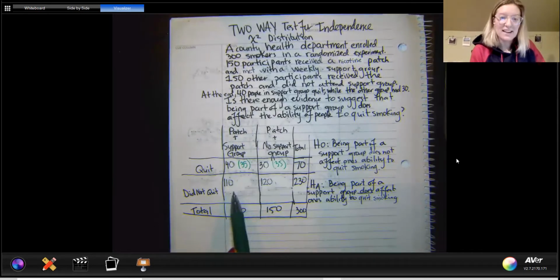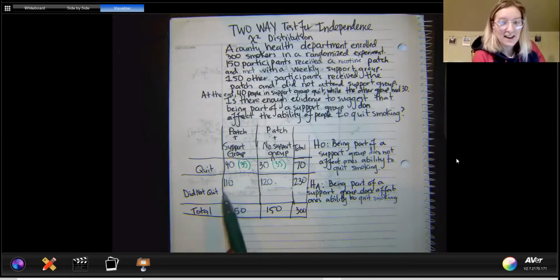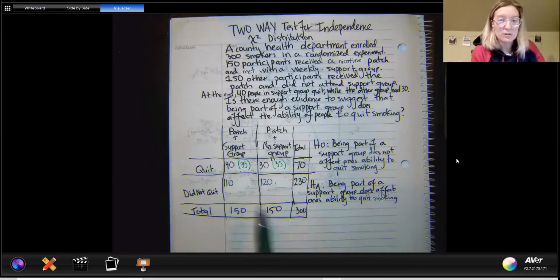Okay, so for me to find the expected counts of these two cells, again assuming that being in a support group does not affect your ability to quit or not quit smoking, I can say that the distribution of people that did not quit is 230 out of 300. If I apply that same ratio to both of these groups, 230 out of 300 is almost 77%.